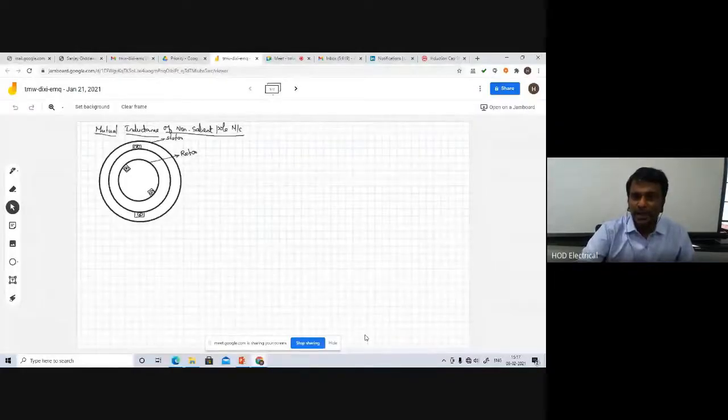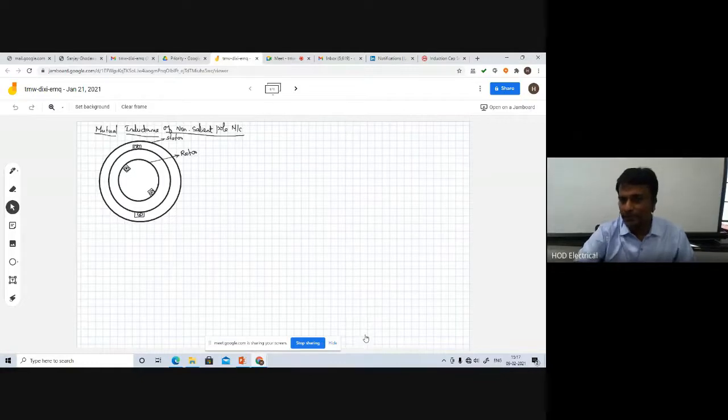This time we are going to derive the equation for the mutual inductance of the non-salient pole electrical machine. For that, let me share my whiteboard screen. See here, this is the stator, and the stator has current entering here and leaving here. Therefore, the reference stator axis will be in this direction. This is the stator axis.